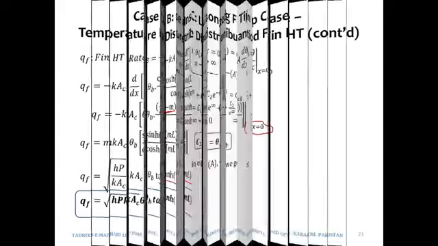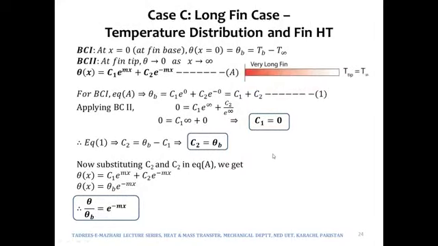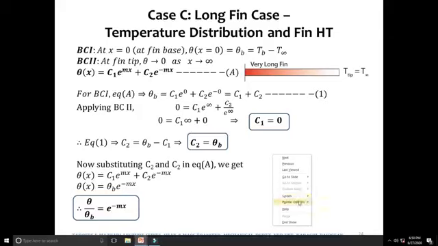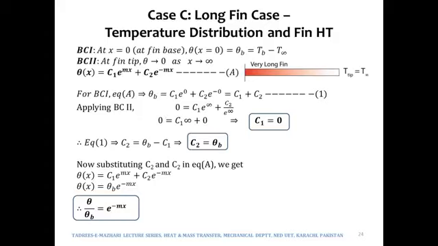Now let's take the third case, which is that of the long fin, and these are the two boundary conditions that we have already discussed before. So now all we would be doing is putting those boundary conditions in equation A. For the first boundary condition, which is the same as in the last two cases, we'll get the same result: theta b is c1 plus c2.